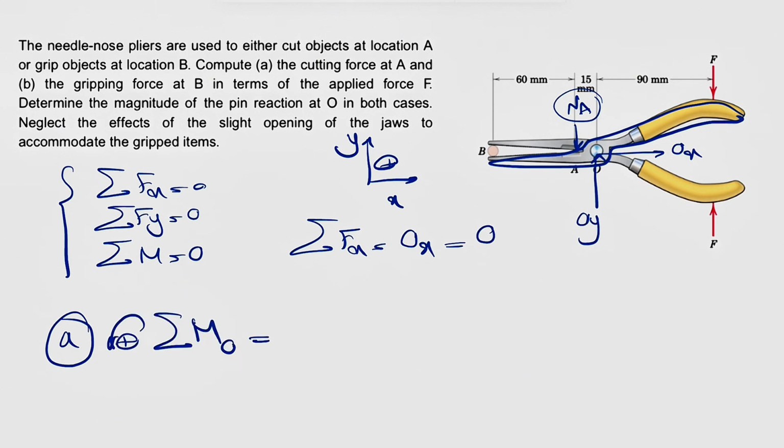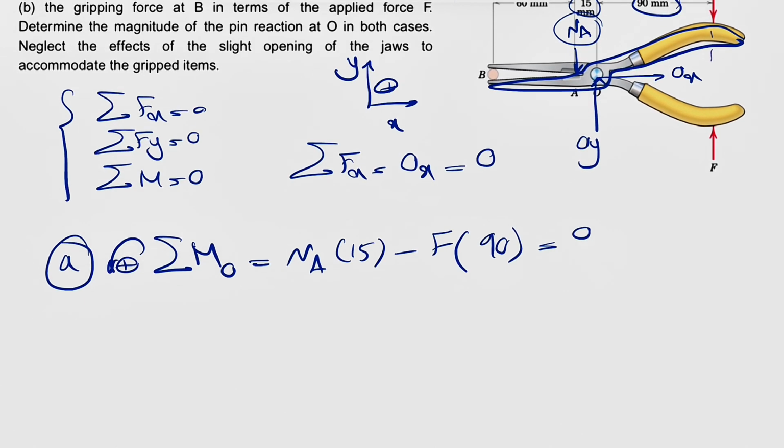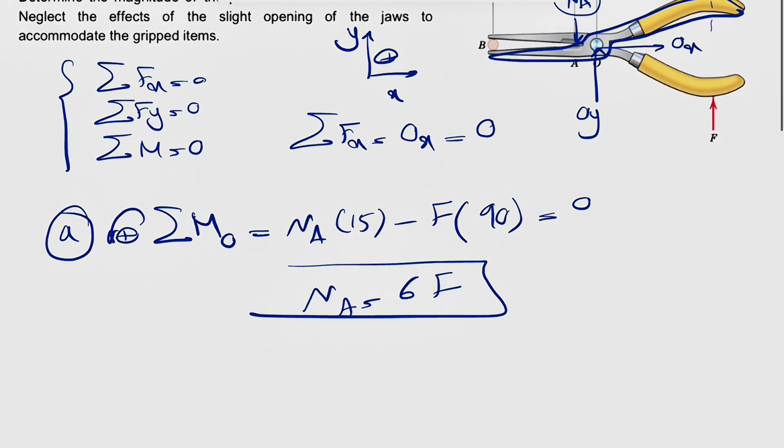We can do it about A too; we're going to get the same thing. So we're going to have the NA moment about O, which is counterclockwise, so positive NA, times the distance from A to O, which is 15 millimeters, so times 15. And we have the moment of the force F that is applied to the handle. This one's clockwise, so negative F, and our vertical distance to the line of action would be 90 as well. I didn't do any unit conversion because it will cancel out. So NA would be basically 90 divided by 15, which is 6. So NA would be 6F.